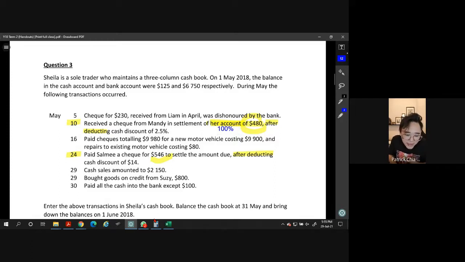Now you compare to 24. Paid, sell me a check for 546 to settle the amount due. So you don't see the words her account of. They're just telling you straight away the check. Her check for 546 means this check is worth 546, so we are paying 546. But is 546 100%? No.